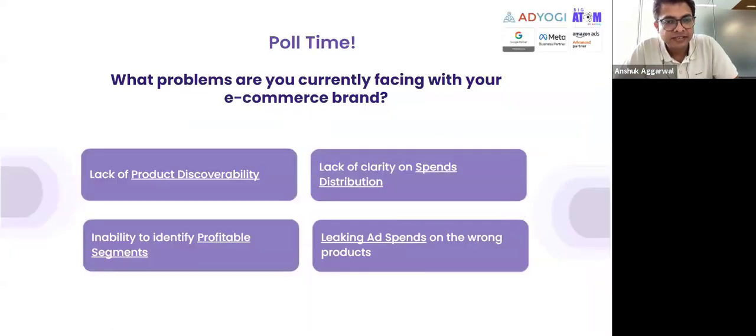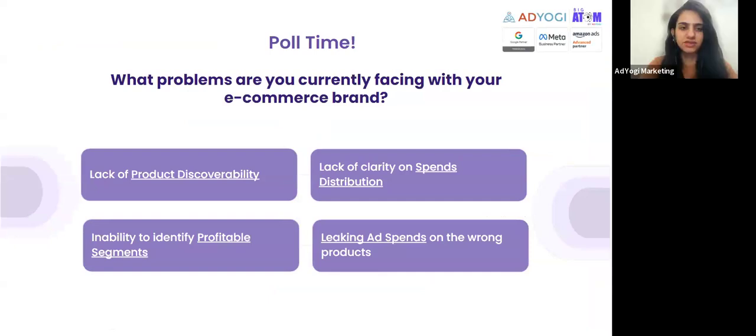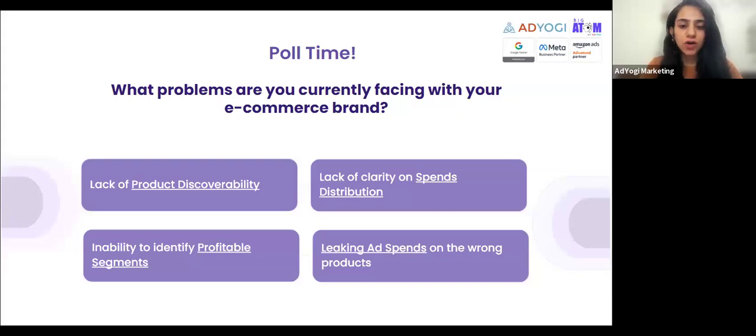Let's keep going, Pranav. So we have a poll for you, and maybe Muskan, if you just launch the poll. Definitely. So the poll again is about understanding you better and what are the problems that you are currently facing with your e-commerce brand. So we discussed a couple of problems such as lack of product discoverability, lack of clarity on spends distribution, inability to identify your profitable products, and leaking ad spends on the wrong product. So you can see a pop-up box on your screen right now. Feel free to share with us what are the problems that you're currently facing, and we'd be happy to give you solutions to these problems in just a matter of few more minutes.